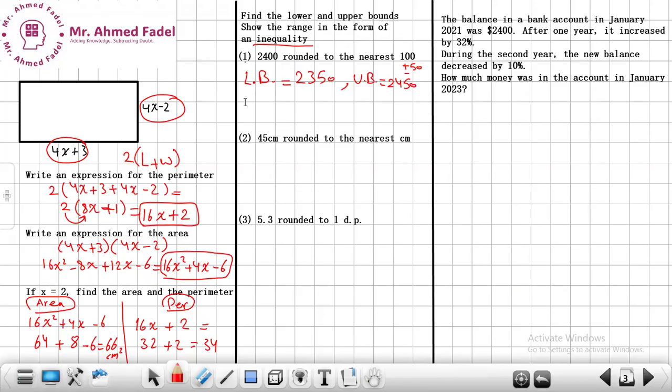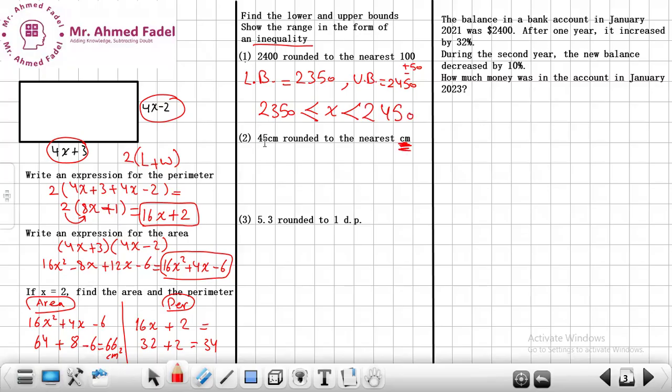So you're going to find here, if you haven't done the inequality, pause the video and finish it, please, properly in the 3 questions. Here you're going to find, right, x is greater than or equal to 2,350 and must be less than 2,450. The next one is rounded to the nearest centimeter.